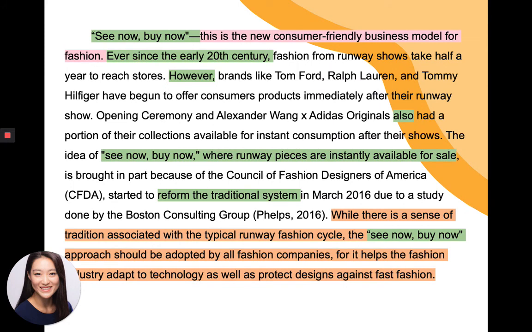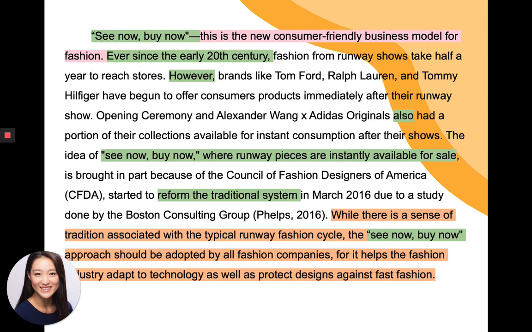The reasons for their claim and how they will develop their claim are also clear. First, it will ensure that companies are keeping up with the times with technology. And secondly, it protects designs so that fast fashion companies do not copy and release them first. Now, it's okay if those two arguments are not very clear at this point. The rest of the essay will develop each argument with evidence and logical analysis to ultimately prove why see now, buy now should be the new business model. But with this thesis alone, I at least know what to anticipate, and I have some kind of roadmap to guide me to navigate the rest of this essay.